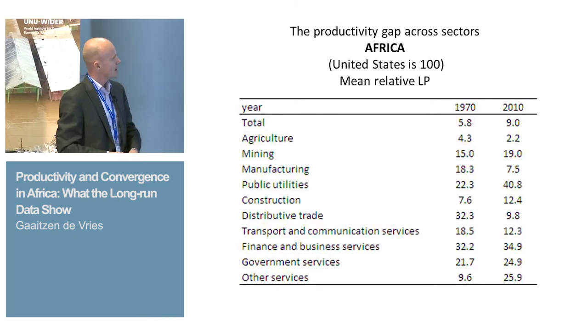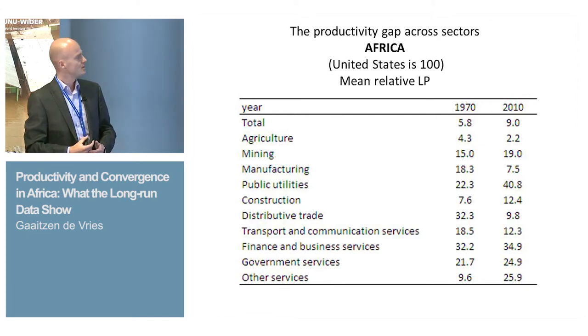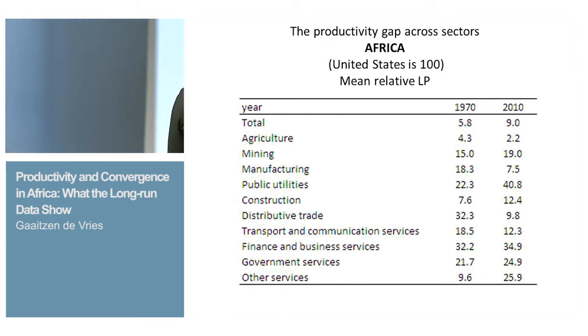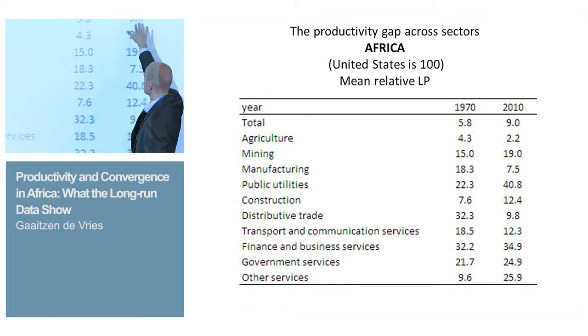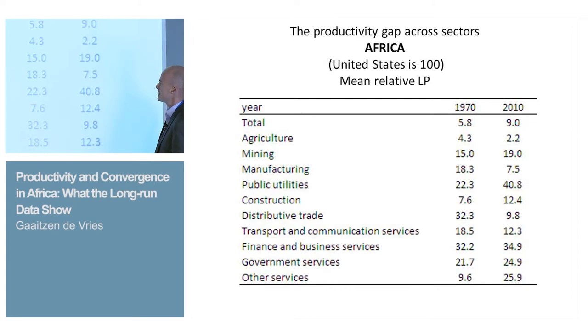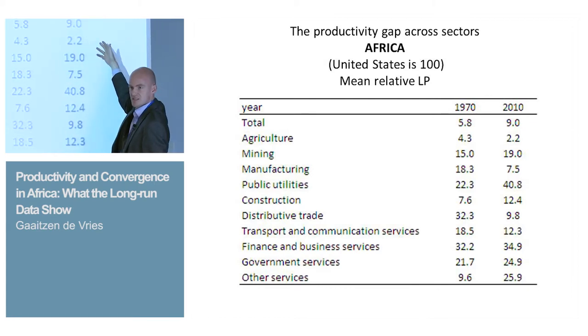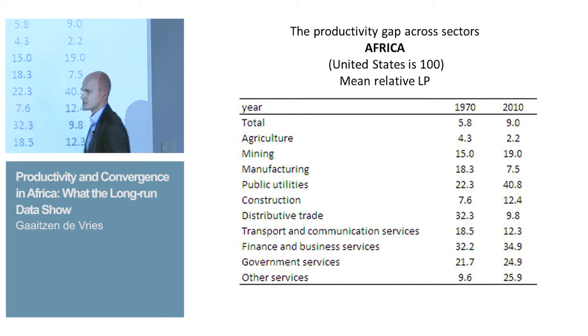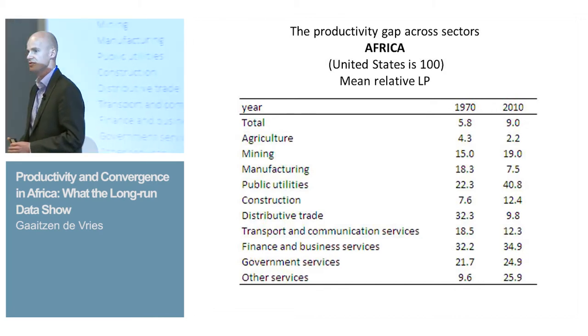For Africa, you can see that the gap is typically larger, right? So instead of about 17 to 20%, you have about 9%. In agriculture, there's a 50% difference in labor productivity between the U.S. and Africa. Also in manufacturing, it's falling behind. But services also have somewhat relatively higher levels. People in Africa have been moving to urban areas and largely to services sectors, and this is causing a slight shift in the aggregate productivity level.